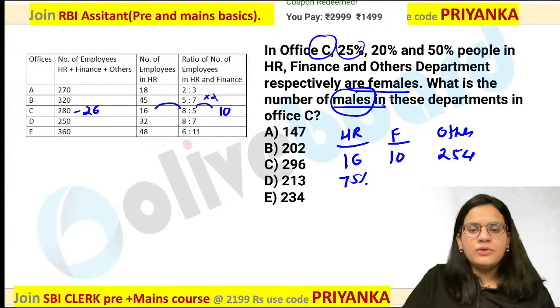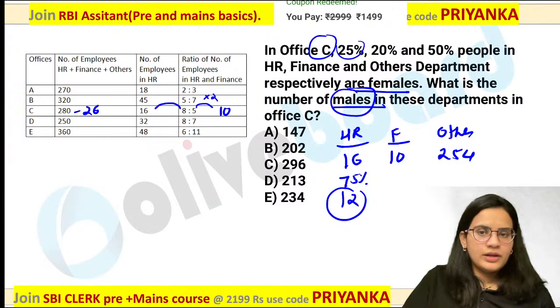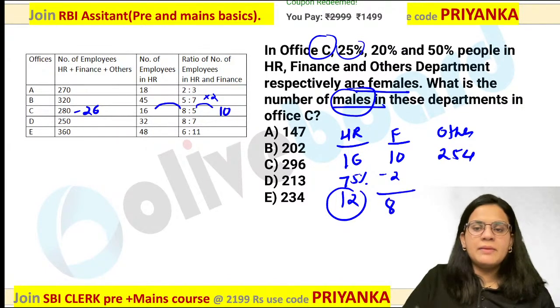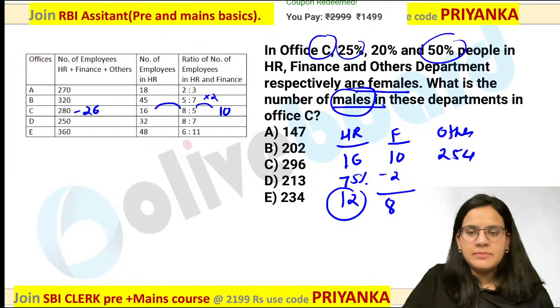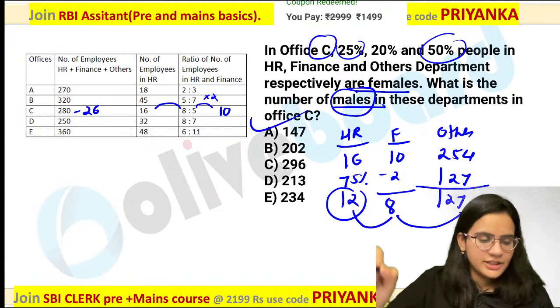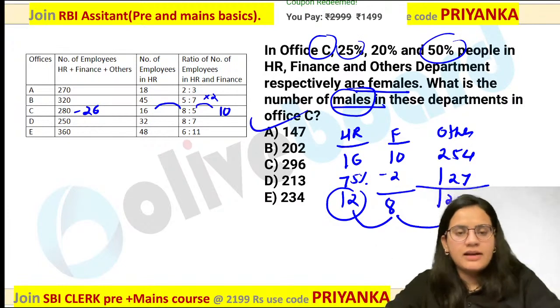That is nothing but, you can calculate, 12 would be the value over here. 20% means 2 would be male. Are you getting it? 2 would be female. So 8 would be male over here. And 50% means half of this value. That is nothing but 127. So you can directly check the end digit over here. 7 would be the end digit. So A would be the perfect answer.